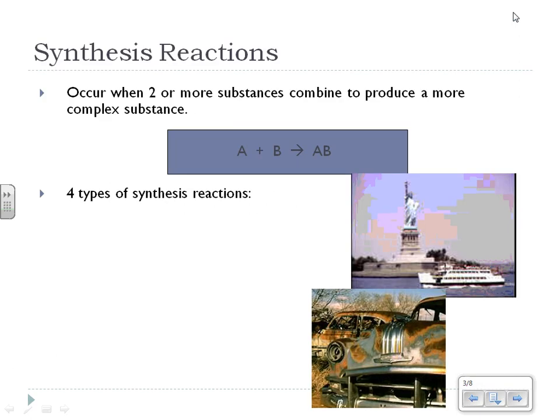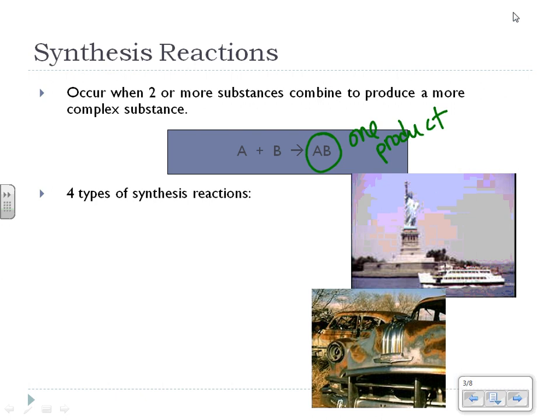So synthesis reactions occur when two or more substances combine to produce a more complex substance. So here's a general formula. A plus B gives you AB. And you can see my product. I always only have one product, and it's always a little bit more complex than what I started with. Okay, so that's one way that you can recognize a synthesis reaction.